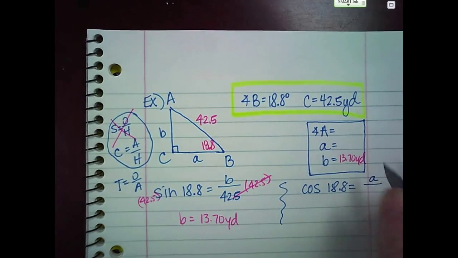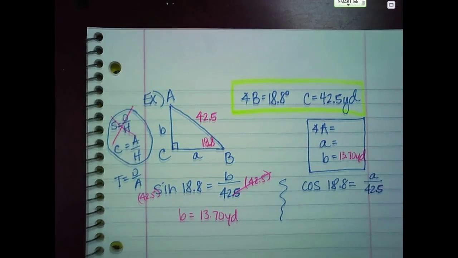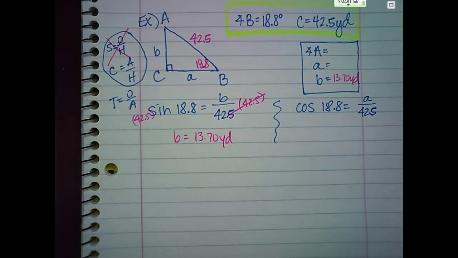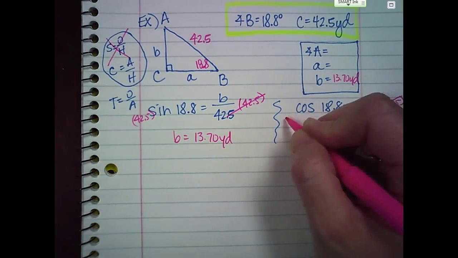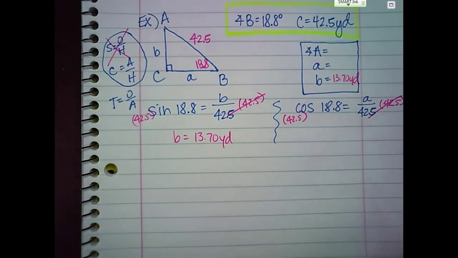A over the hypotenuse, 42.5. And again, the variable's on the top, so that's the easy problem. So just multiply both by 42.5. So cosine of 18 times 42. I got 40.23, right?